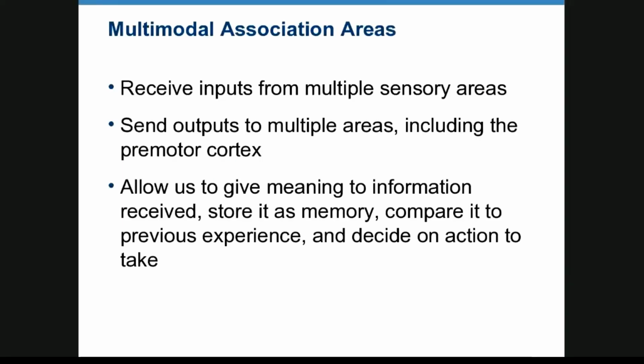Multimodal association areas. This is basically all through the brain. You have areas that receive input from sensations and give it meaning, help you store memories of them, and decide based on previous action what to do. For example, if you took this course before and you didn't study and you failed it, and you're taking it again, you may decide to study this time because of the multimodal association areas.